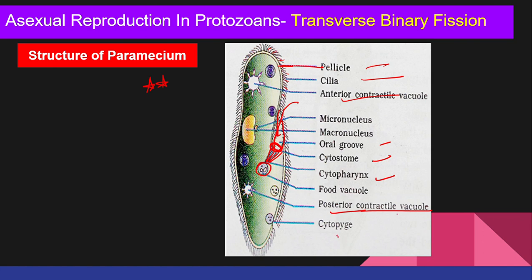Then the last one we have is the cytophage. Cytophage is used for digestion. Now the super important one is the micronucleus and macronucleus. In Euglena we studied only one nucleus, but in Paramecium we have two nuclei, the micronucleus and macronucleus. Micronucleus helps in reproduction, and macronucleus helps in metabolic activity. Which activity? Metabolic activity. Let's see, this structure is super important, class. I want all of you to make it, right?